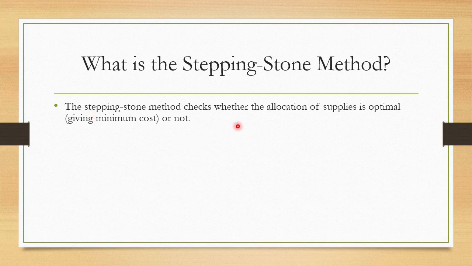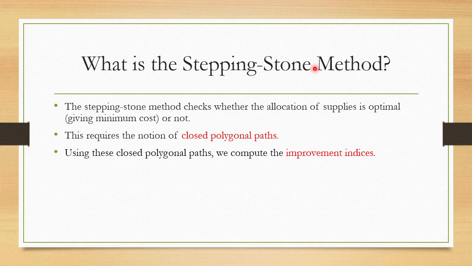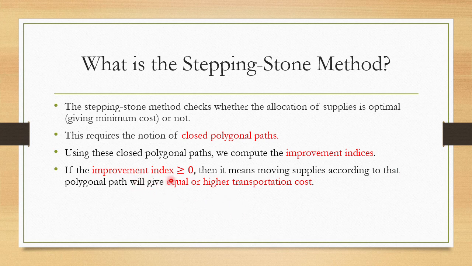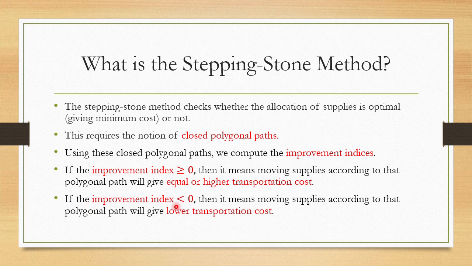As mentioned in the previous video, the stepping stone method requires the notion of closed polygonal paths and the improvement indices. If the improvement index is positive or zero, this means that moving supplies according to that polygonal path will give us an equal or higher transportation cost. Whereas if the improvement index is negative, this means that the transportation cost can still be lowered by moving supplies according to the direction of the closed polygonal path.